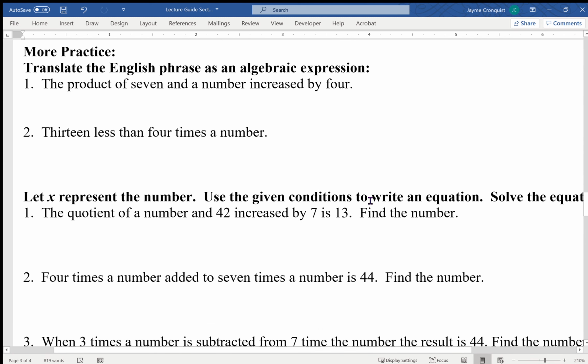All right, more practice. Translate the English phrase as an algebraic expression. The product of 7 and a number increased by 4. 13 less than, again I have a than, 4 times the number. So 4 times the number and then 13 less than that.